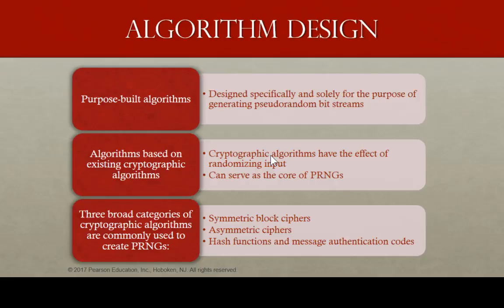Algorithm design. Cryptographic PRNGs have been the subject of much research over the years, and a wide variety of algorithms have been developed. These fall roughly into two categories. Purpose-built algorithms. These are algorithms designed specifically and solely for the purpose of generating pseudorandom bit streams. Some of these algorithms are used for a variety of PRNG applications. Several of these are described in the next section. Others are designed specifically for use in a stream cipher. The most important example of the latter is RC4, described in the next section.